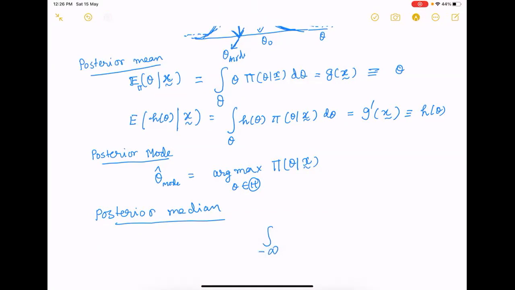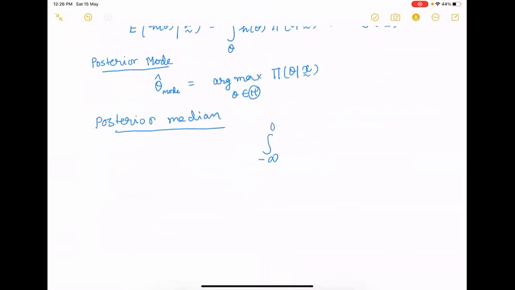You have to solve this: the integral of the posterior of theta given x tilde, d theta, up to theta median, and find for which value it is half. So basically you want theta less than theta median given the data. This posterior probability is half. You figure out and solve this equation, and you get the answer.